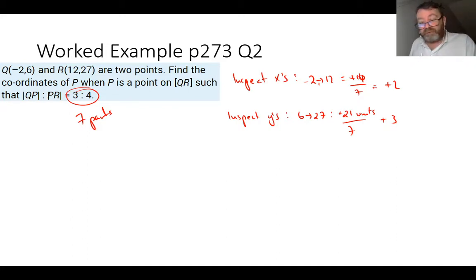So look at 3 is to 4. Let's take care of the 3. 3 of those units would give me an increase of 6. So therefore, if I start at -2 and I go up 6 units, I end up at 4.